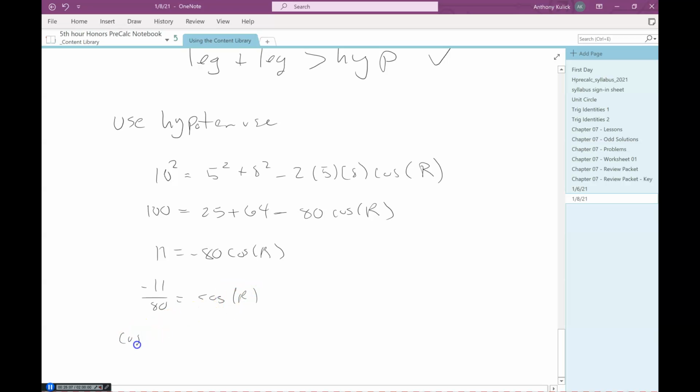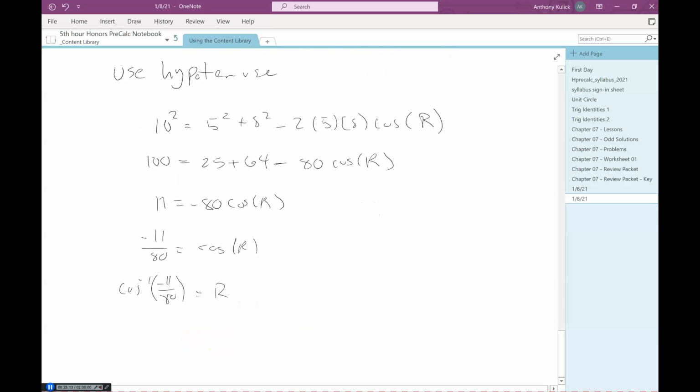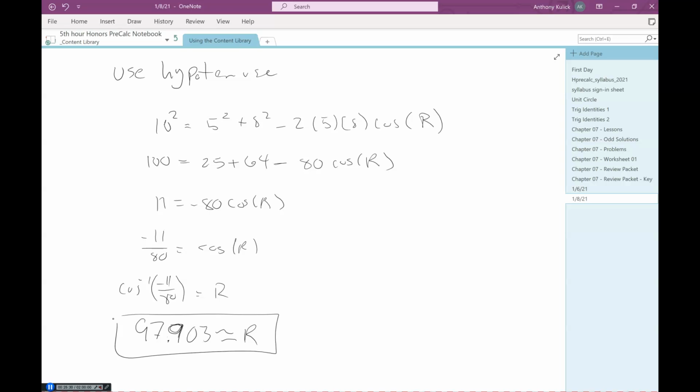And then we'll do the cosine inverse of both sides. And when I type that into my calculator, I get about 97.903, which is obtuse, right?